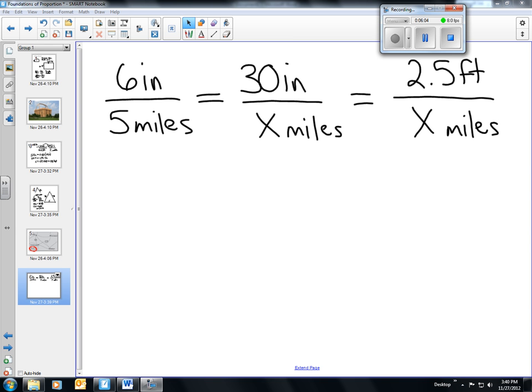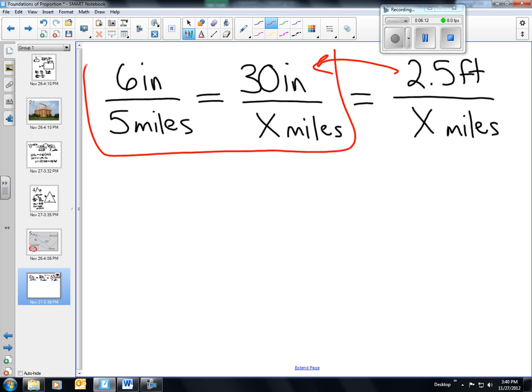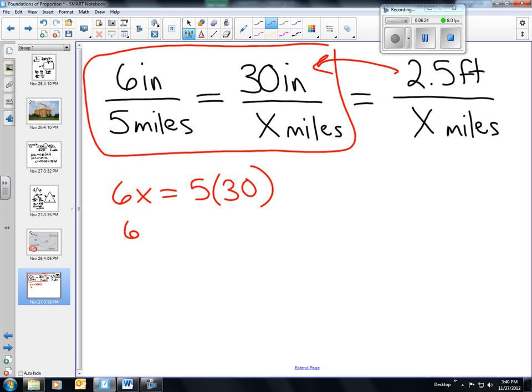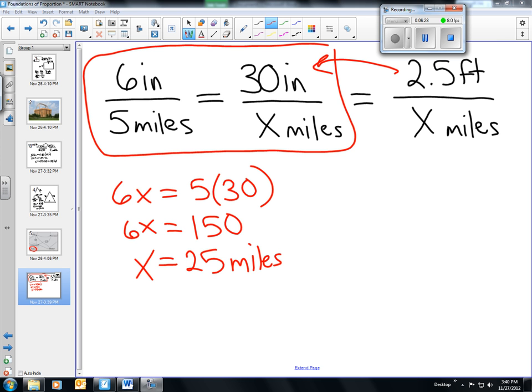And I went ahead and did the 2.5 feet. I turned that into inches here. So that's 30 inches. And then the proportion that I'm going to use is this one right here to solve for the number of miles. And again, you can either use the cross product or you can use the scale factor. If you use the cross product, you're going to get this, 5 times 30. And then 6x equals 150. And then you'll find that x equals 25 miles.